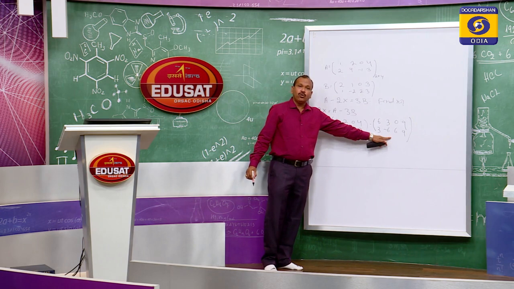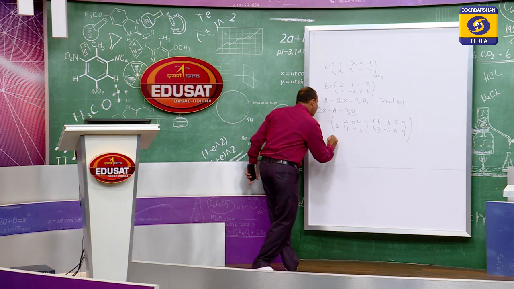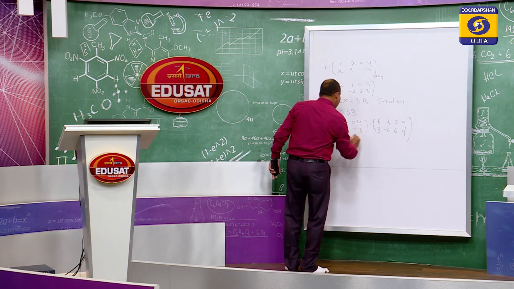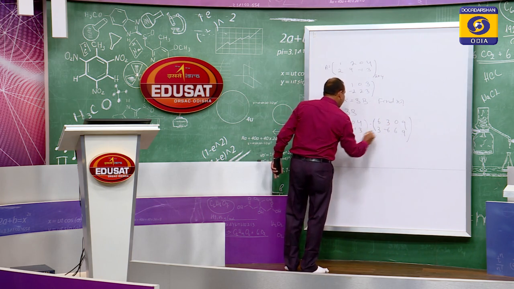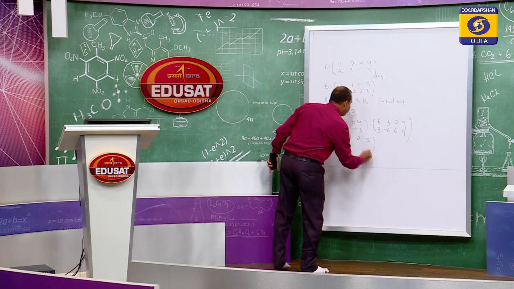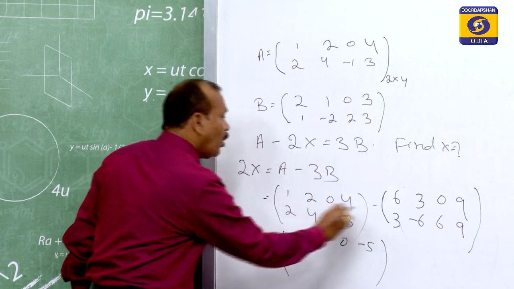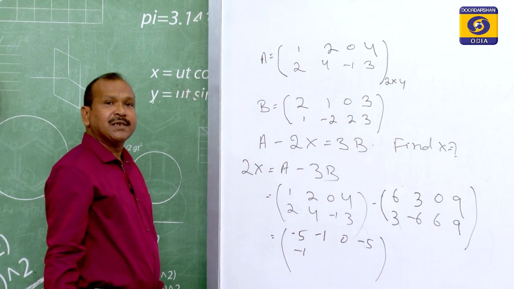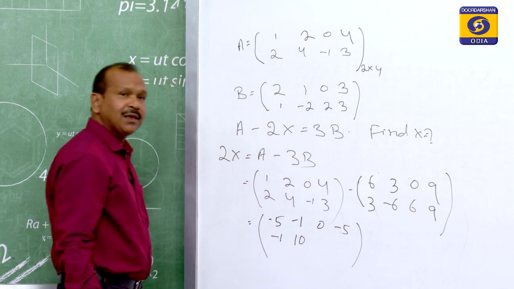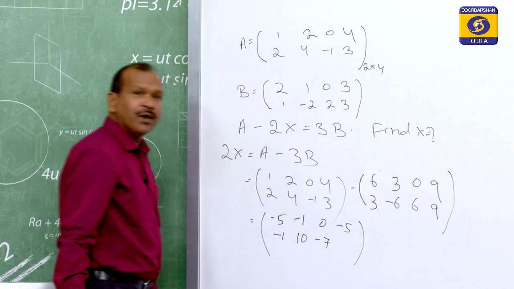Also this is a 2 cross 4 matrix, and we subtract. 1 minus 6 is minus 5, 2 minus 3 is minus 1, 0 minus 0 becomes 0, 4 minus 9 becomes minus 5, 2 minus 3 becomes minus 1, 4 minus minus 6 becomes 10, minus 1 minus 6 becomes minus 7, 3 minus 9 becomes minus 6.